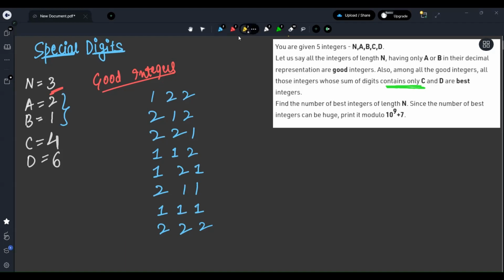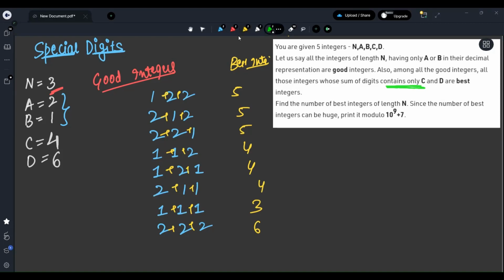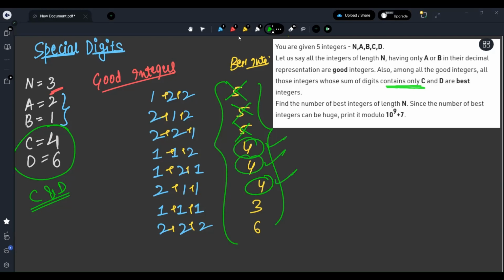Now, these are the good integers. Let's generate the best integers. Let's sum all of them: 5, 5, 5, 4, 4, 4, 3, and 6. Now within them, I want only those integers that contain only 4 and 6, C and D. So 5 no, no, no; yes, yes, yes, no, yes. Why? Because we have 4, 4, and 1 is 6. So this is the question.